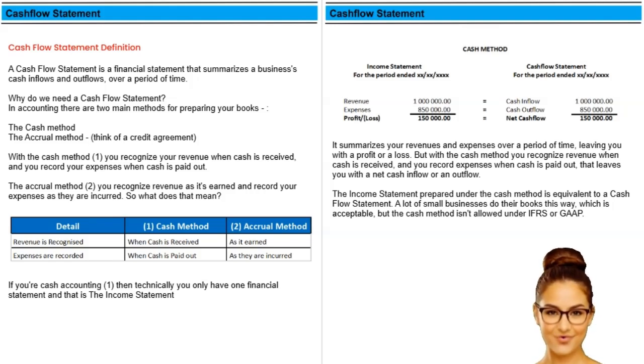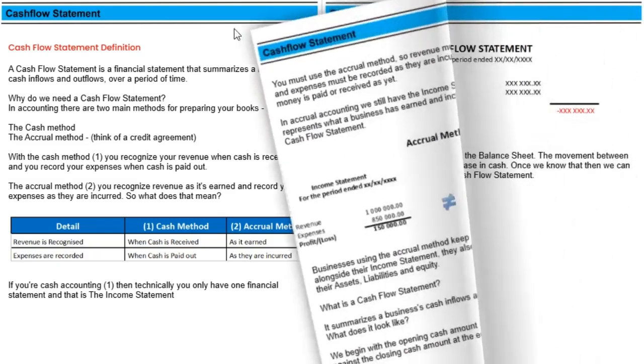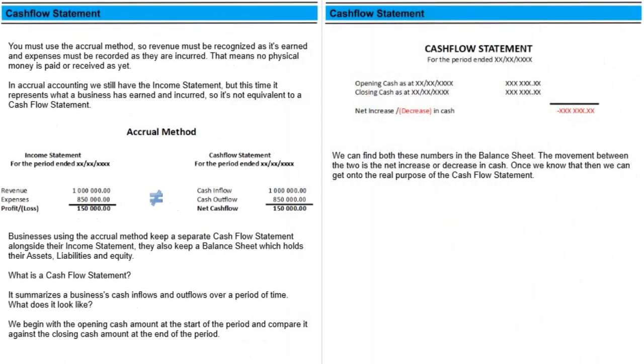You must use the accrual method, so revenue must be recognized as it's earned and expenses must be recorded as they are incurred. That means no physical money is paid or received as the transaction happens. In accrual accounting we still have the income statement, but this time it represents what a business has earned and incurred, so it's not equivalent to a cash flow statement. Look at the illustration for clarity.